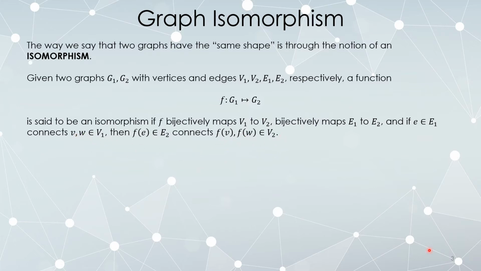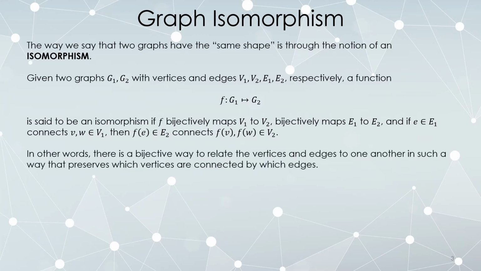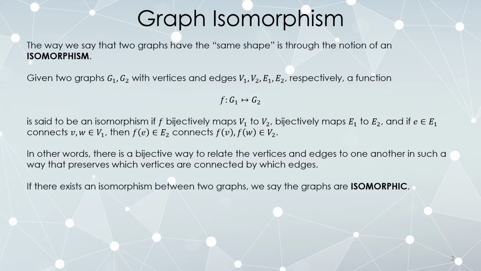So if two vertices are connected by an edge in the domain, and then I apply this function, the function maps two vertices to two vertices, and it maps an edge to an edge. To be an isomorphism, it must specifically map the edge connecting two vertices to the same edge connecting the same two vertices over in the range. So what it does, it relates vertices and edges in one graph to vertices and edges in another, and it very precisely preserves exactly which vertices are connected by which edges. If there exists such a map, if it's possible to construct an isomorphism between two graphs, we say the graphs are isomorphic.